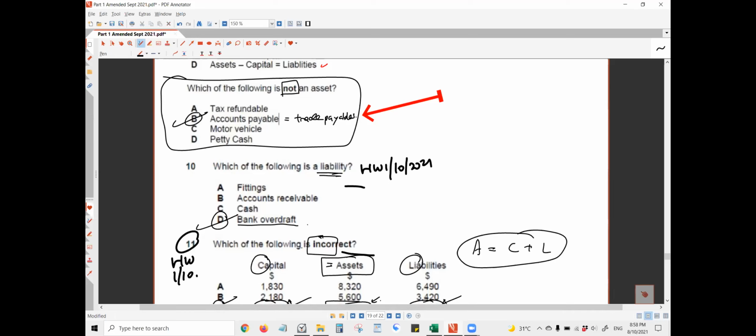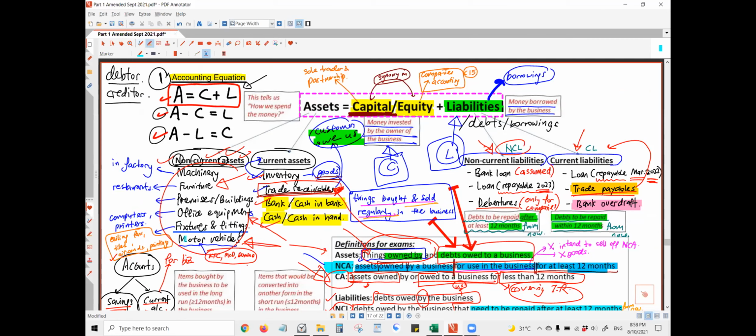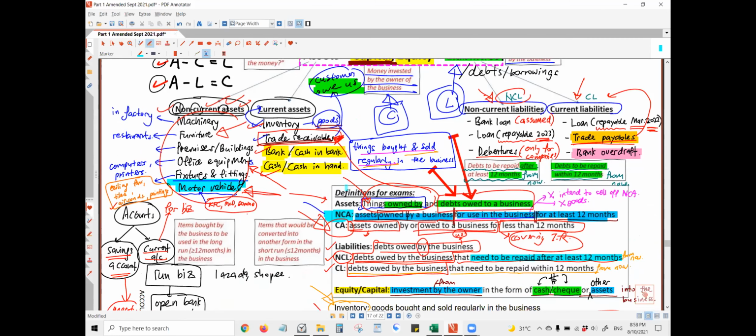Why are the rest not the answers? Petty cash, I will guide you through in part 5. But earlier we saw petty cash, right? In the big table, remember? The first question that you did initially, that is a current asset. I will explain more in part 5. Motor vehicles, look at the note section. Have I given you motor vehicles in the examples here? Yes, motor vehicle is here. It's a non-current asset. Motor vehicles is a non-current asset.